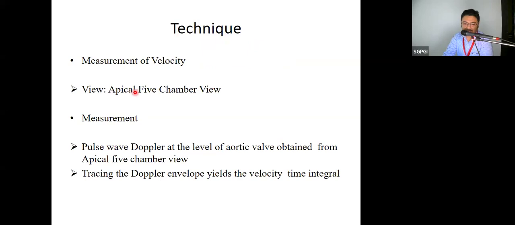Again, the view is the apical 5-chamber view. The 5-chamber view is nothing but the apical 4-chamber view plus the aorta. If the aorta gets added, it becomes a 5-chamber view. So what we usually do is place a pulse wave Doppler at the level of the aortic valve, and then we take the tracing to calculate the VTI.